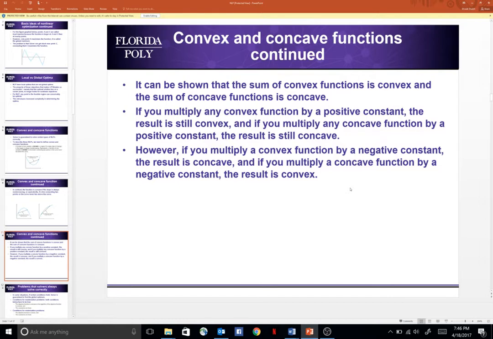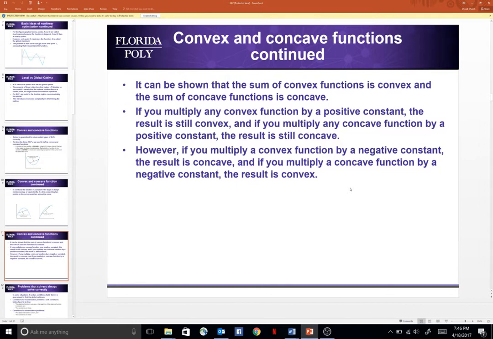And on the flip side, same thing with concave. If we were to multiply that by a positive, it would remain concave. And lastly, if you were to multiply convex by a negative, then we would have the opposite effect, and it would result in a concave function.